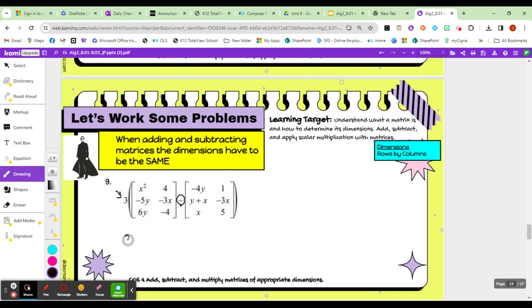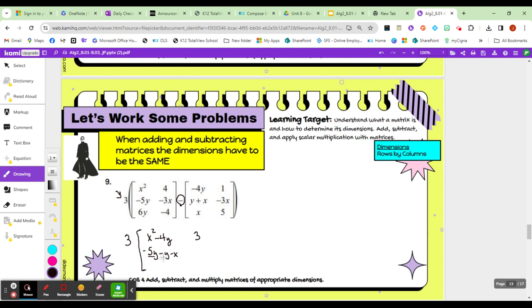So I'm going to bring down my scalar for just a second. And then I'm going to get x squared minus 4y. You're not going to be able to combine those. So in that little slot, that's one slot, we have x squared minus 4y. That's one value, okay, even though there's two terms. Then you'll have 4 minus 1, which will give us 3. Then you'll have negative 5y minus y minus x.